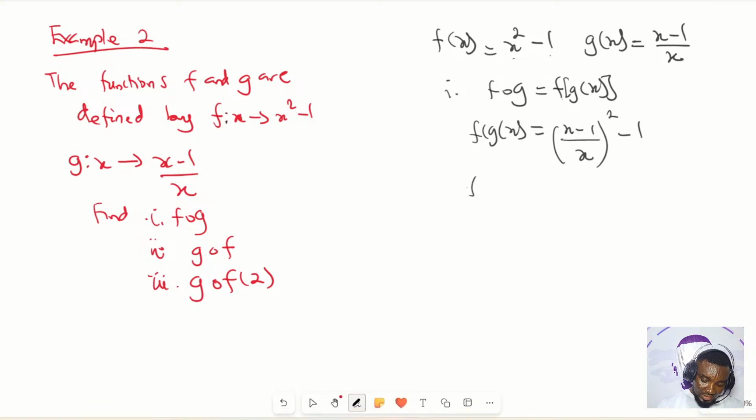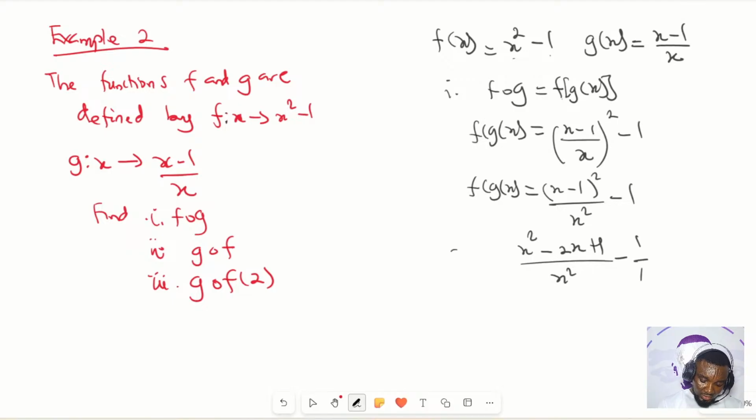So what this implies is that the function f of g of x should be equal to, the square affects both the numerator and the denominator. So we have x minus 1 all squared all over x squared minus 1, right? And that implies that we are going to have a numerator part, which is a quadratic expression. We write it as x squared minus, we put 2 in front of the x, multiply by the x and multiply by the negative, so we have minus 2x plus 1, all over x squared minus 1. Let's take this to be over 1. So f of g of x, right?